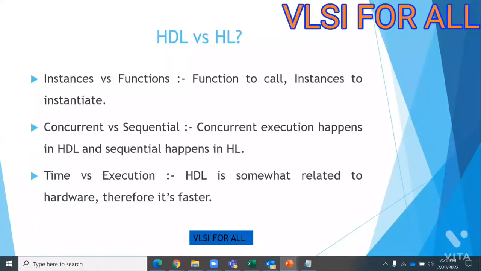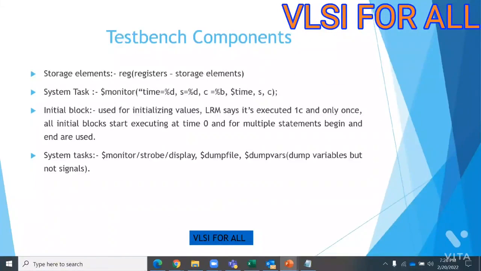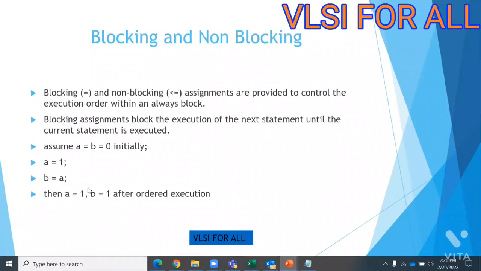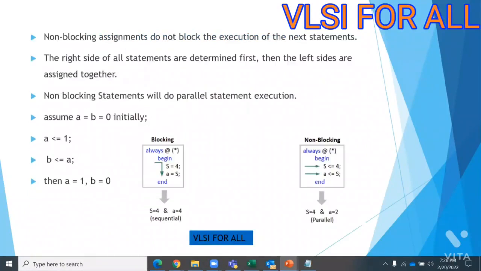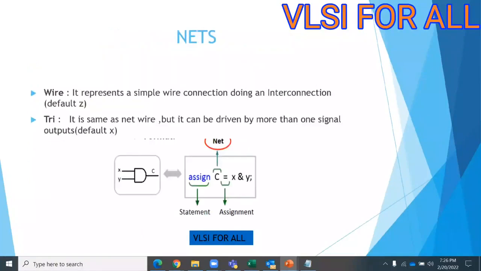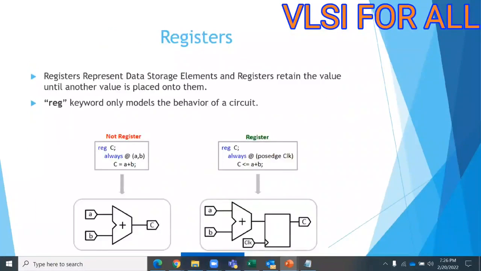And what are the differences between HDL and HVL? These are the differences. What do we have as the testbench components? These are the testbench components, and these are the things we can declare inside a module. Blocking and non-blocking assignment I have already explained twice. Data types in Verilog: we have reg and wire.